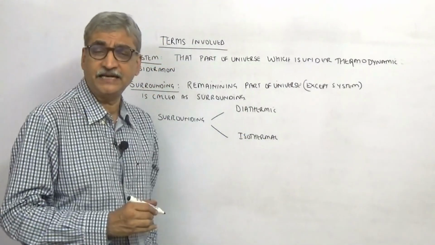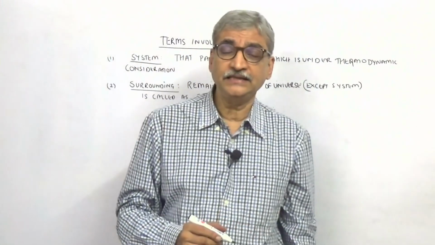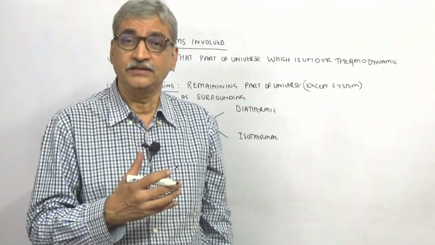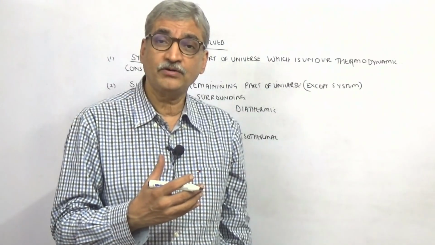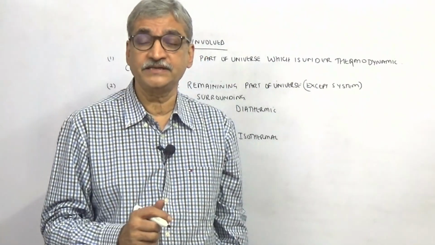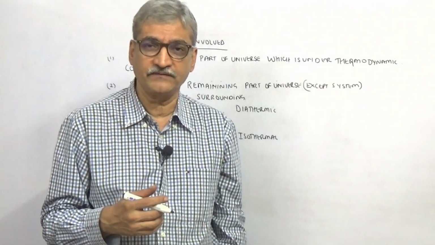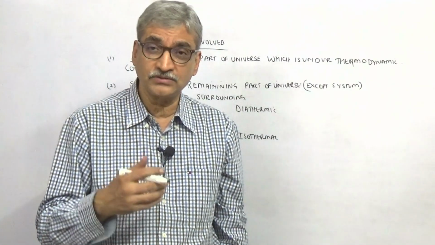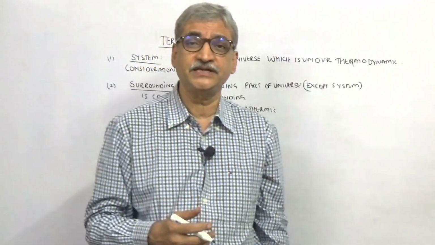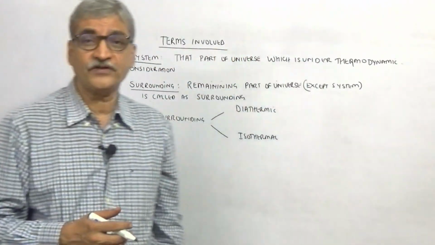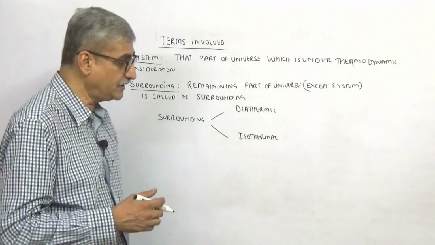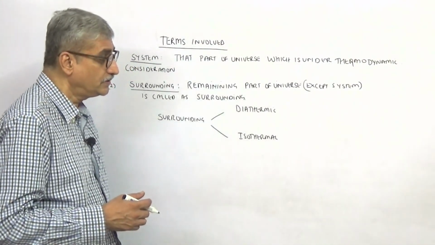So what happens in a diathermic surrounding? In a diathermic surrounding, the surrounding is an insulator. When it's an insulator, it does not allow the exchange of energy from system to surrounding. When is a surrounding isothermal? When it allows the free exchange of energy from system to surrounding. Is this clear?